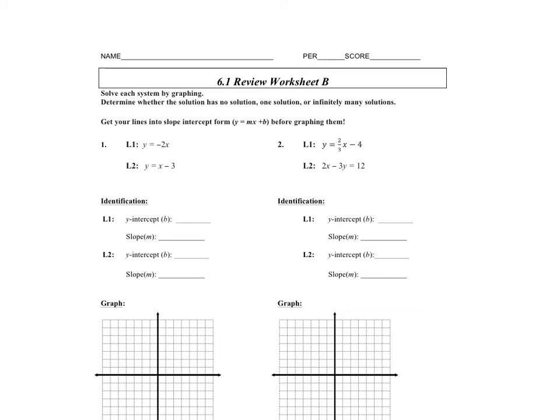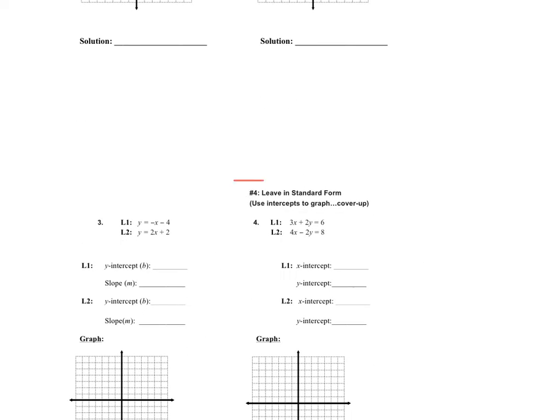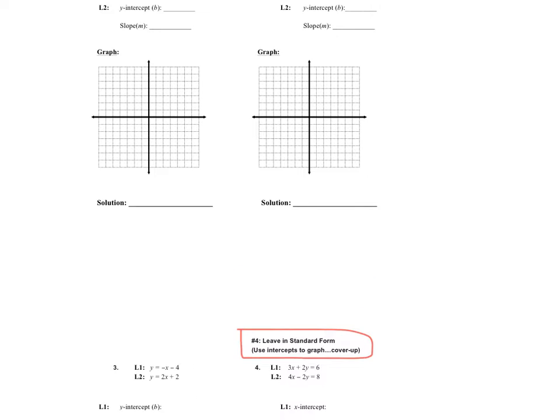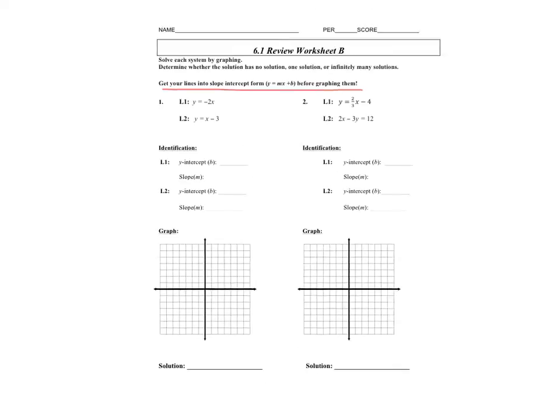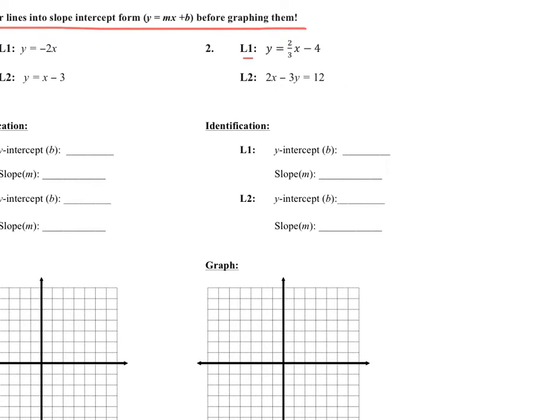Okay, so we're going to start with number 2. Notice it says get your lines into slope-intercept form before graphing. So unless I tell you, like this one, hey, leave it in standard form, put it into slope-intercept, okay? So let's look at number 2 here. Line 1, that's what L1 means. Line 1 is y equals 2/3 x minus 4. Line 2, which we'll do in blue, is 2x minus 3y equals 12, okay?